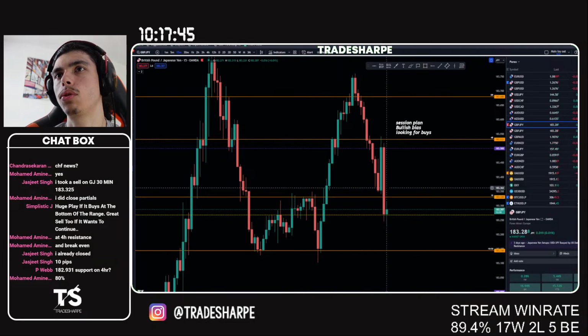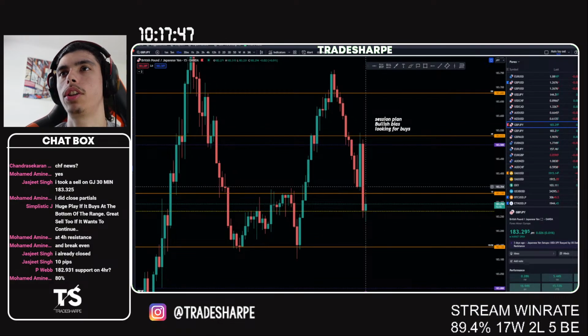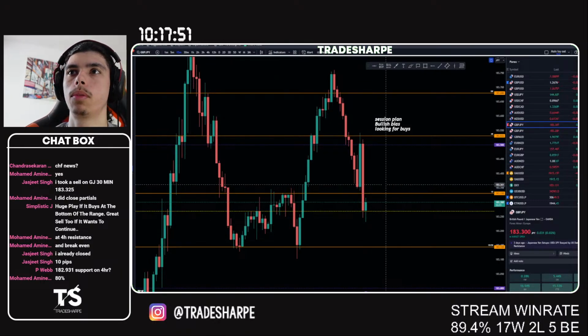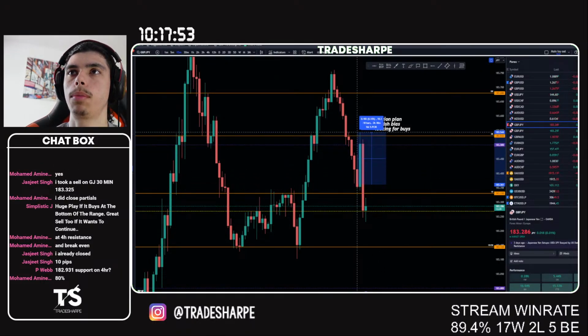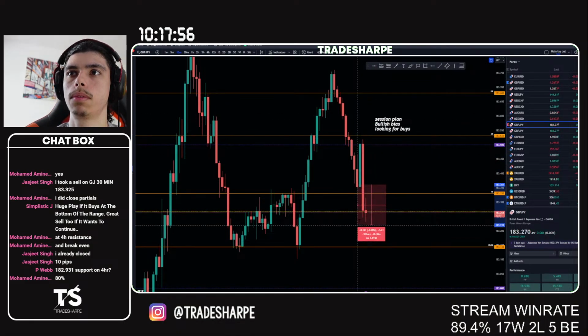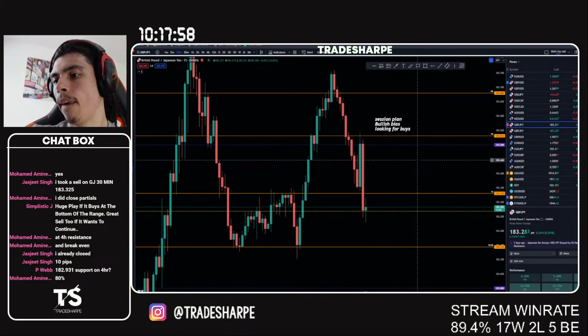If we can get a candle closing back into this range here on the 15, like this, we could take it up to there. Would make sense. 14 pips up to there, and continue. Something like that. Closed already. Nice work.